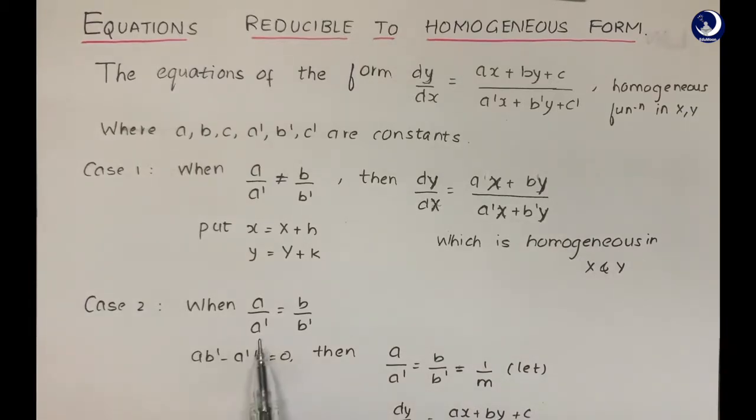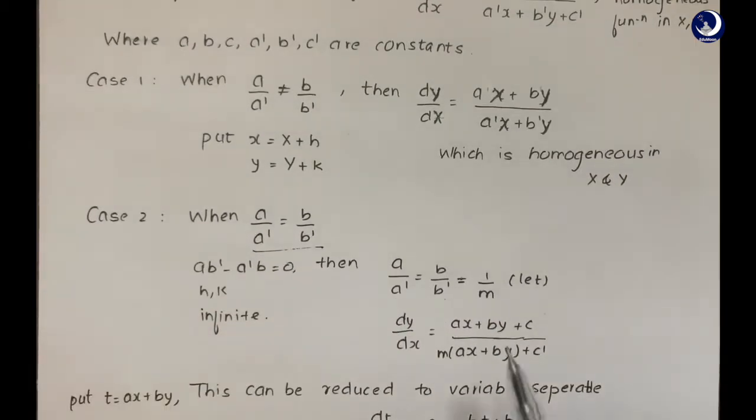Case 2, when a by a dash equal to b by b dash. Here, when ab dash minus a dash b equal to 0, h and k values become infinite. In this case, we take a by a dash equal to b by b dash equal to 1 by m. Later, we'll substitute in the differential equation. Then, we'll consider t equal to ax plus by.